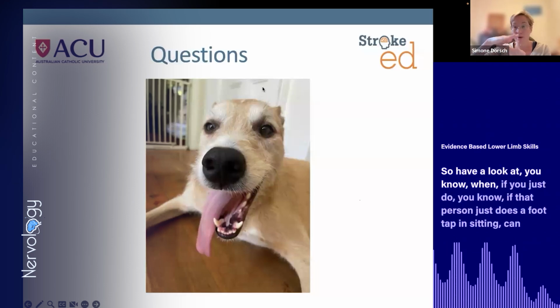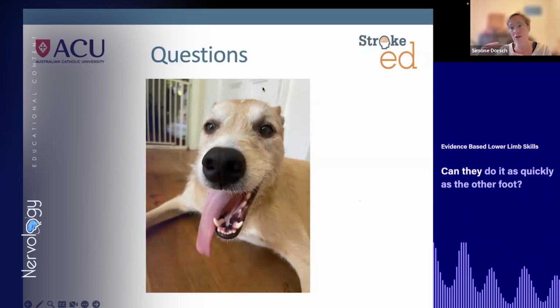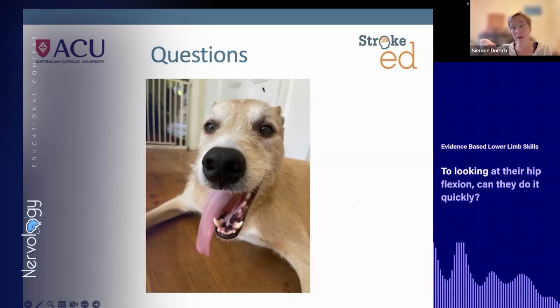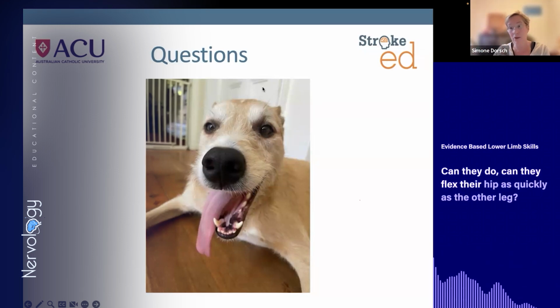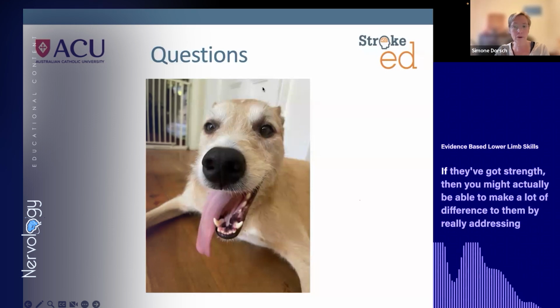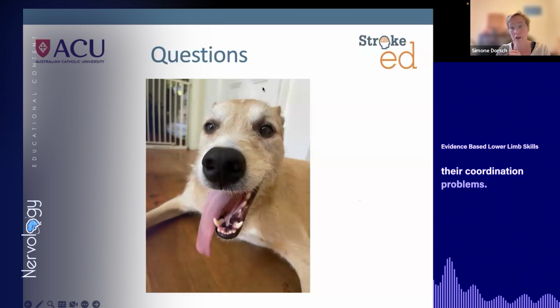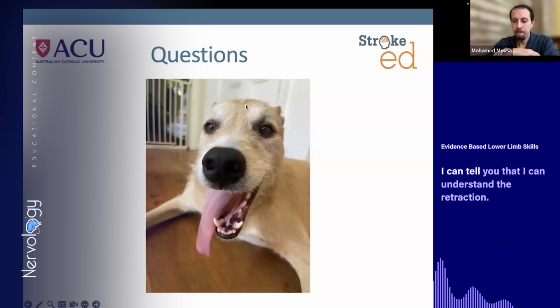If that person just does a foot tap in sitting, can they do it quickly? Can they do it as quickly as the other foot? Looking at their hip flexion, can they flex their hip as quickly as the other leg? If they've got strength, then you might actually be able to make a lot of difference to them by really addressing their coordination problems. Manel?